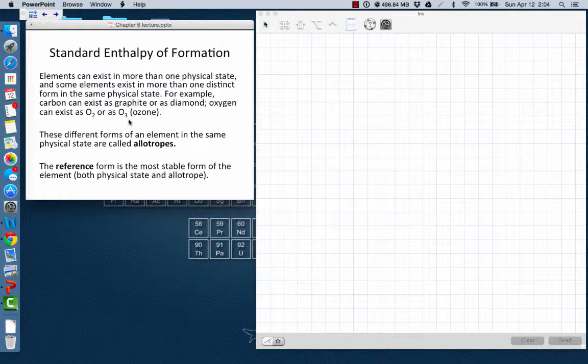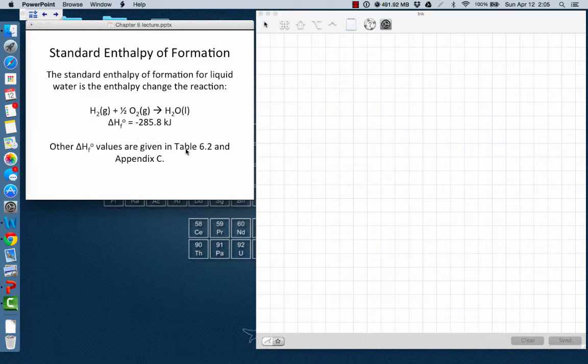But we need to always keep in mind the reference form. That's the most stable form, so we wouldn't really consider oxygen to be O3. We would consider it to be O2, and that's the reference form. So as long as we have everything in the reference form when we're making sure we have our enthalpies of formation, then we can use it for standard enthalpy of formation.